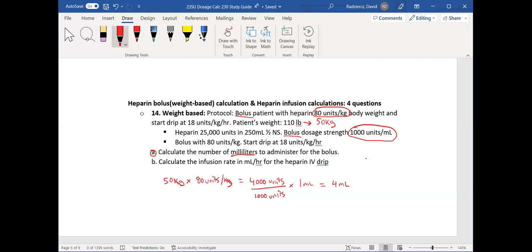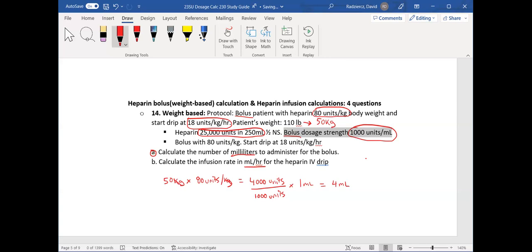For the infusion rate, remember, if it doesn't tell us to calculate a flow rate, or anything about tubing or tubing factors or drop factors, then we know we're looking for milliliters per hour. It tells us to start a drip at 18 units per kilogram per hour. It tells us we have an IV bag of 25,000 units of heparin in 250 milliliters, half normal saline. So we're going to use that information to convert the patient's weight and eventually get to our milliliters per hour.